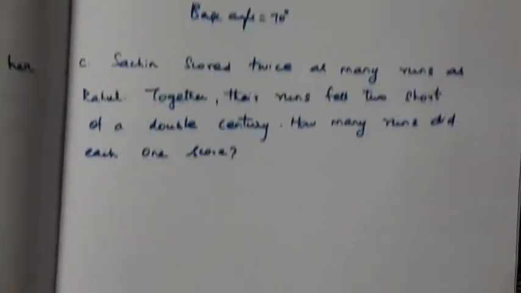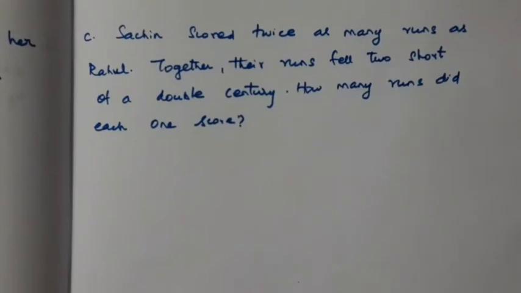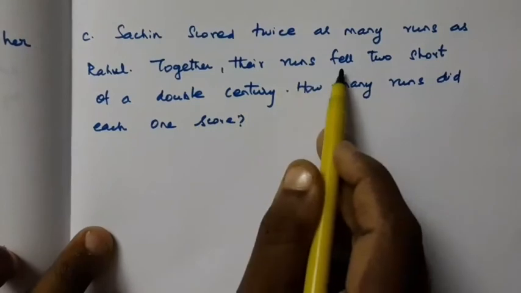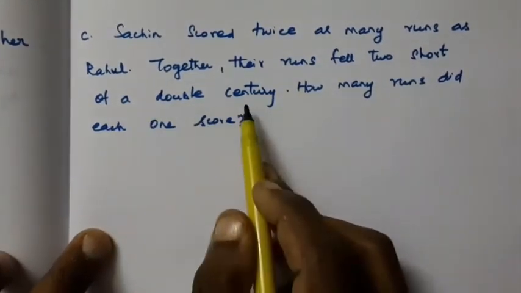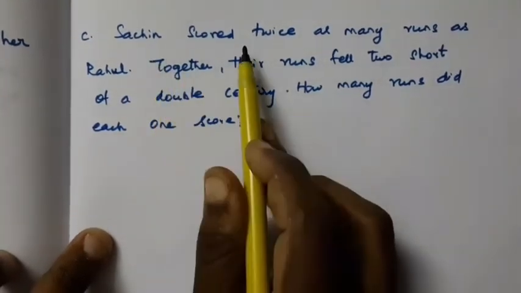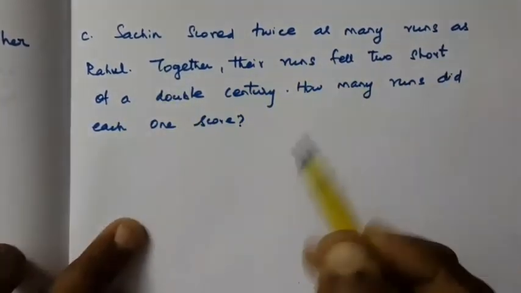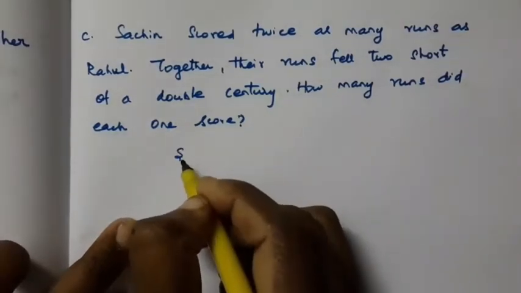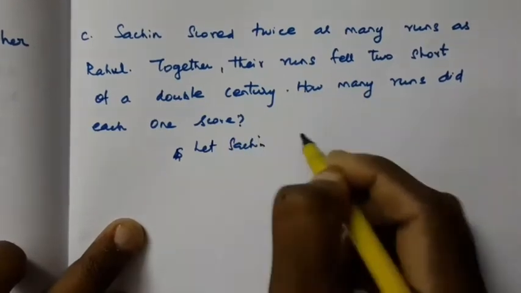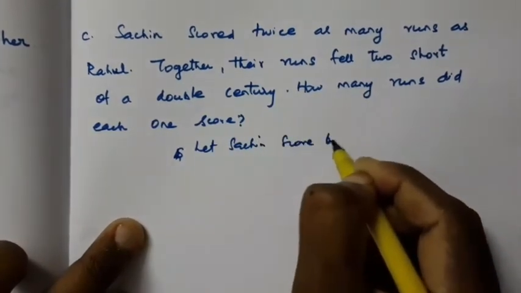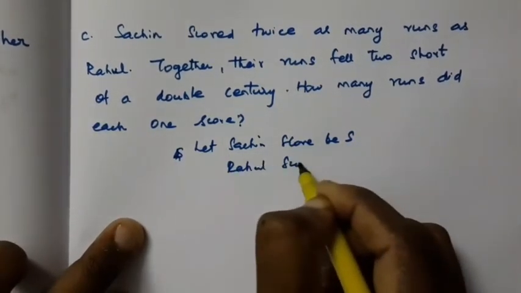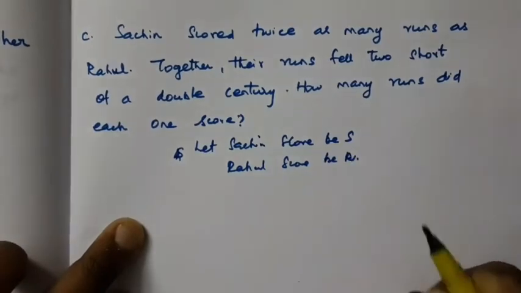Next problem is, Sachin scored twice as many runs as Rahul. Together their runs fell 2 short of a double century. How many runs did each one score? Okay. So Sachin scored twice as many runs as Rahul. So let Sachin's score be S and Rahul's score be R. Okay.